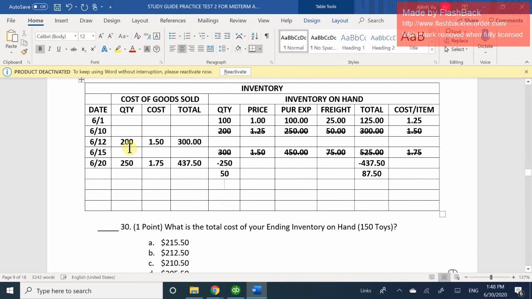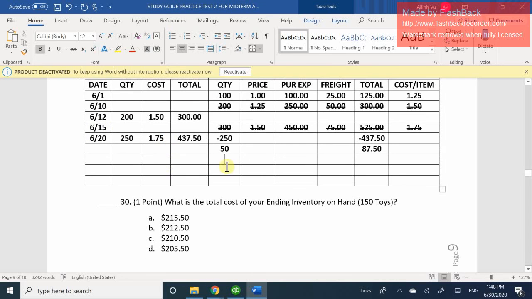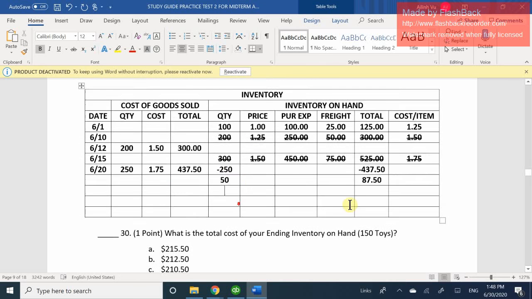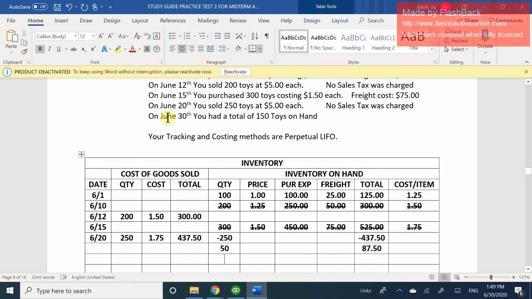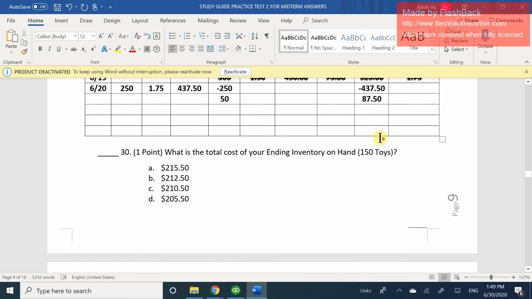Okay, so here we have a total of how much left in our inventory? 150? 100 from the very beginning, and we have 50 right here. Yes. So if we read here, on June 30th, you're supposed to have a total of 150 items on hand. Okay, so let's go ahead and answer the question.